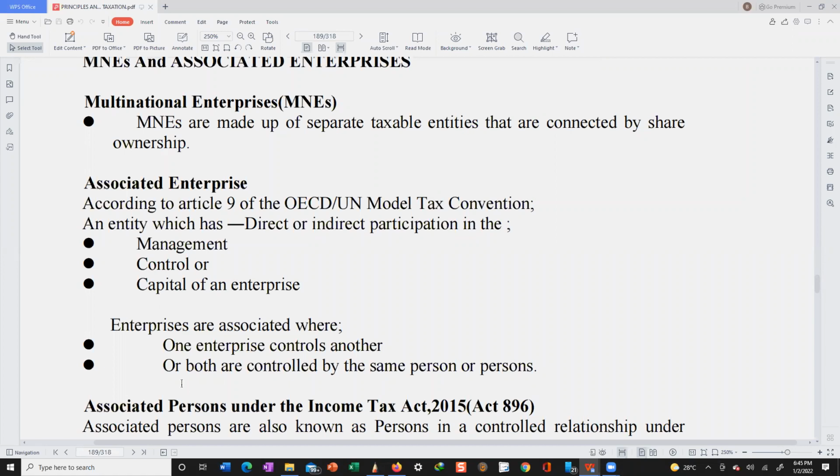Now, enterprises are usually associated where one person controls the other, or both entities are controlled by the same person or the same persons. Please, are we okay? That is what we mean.